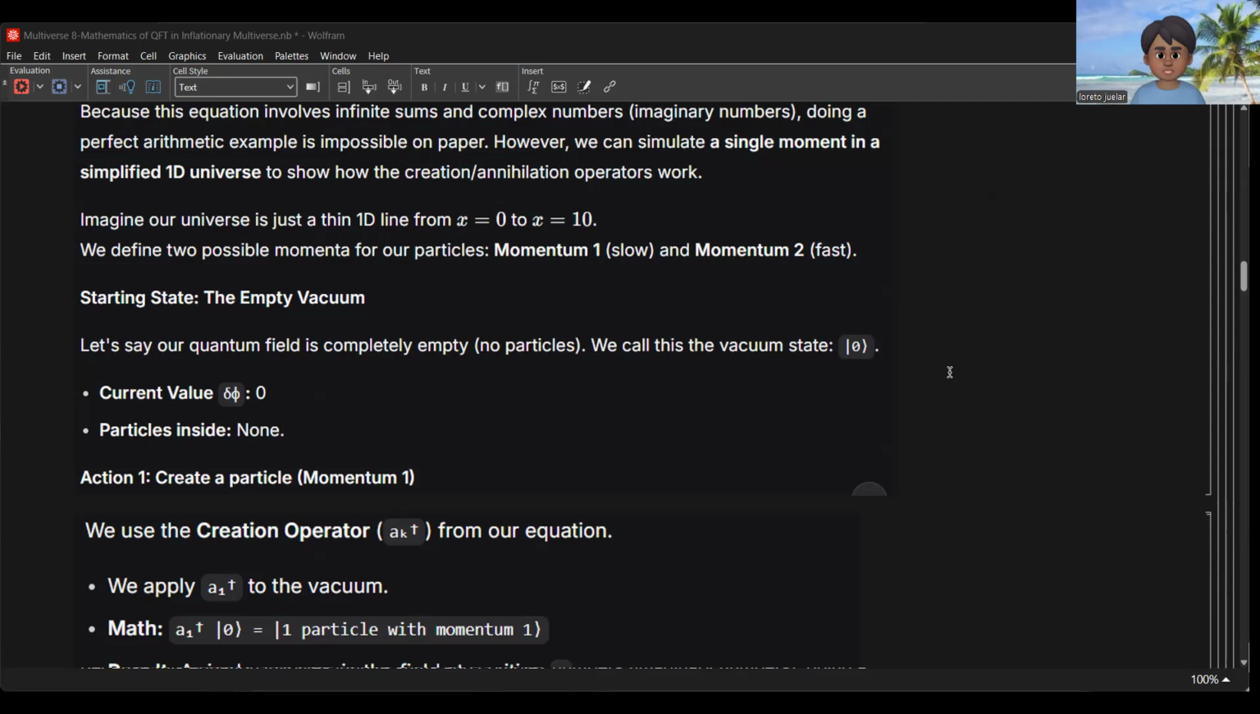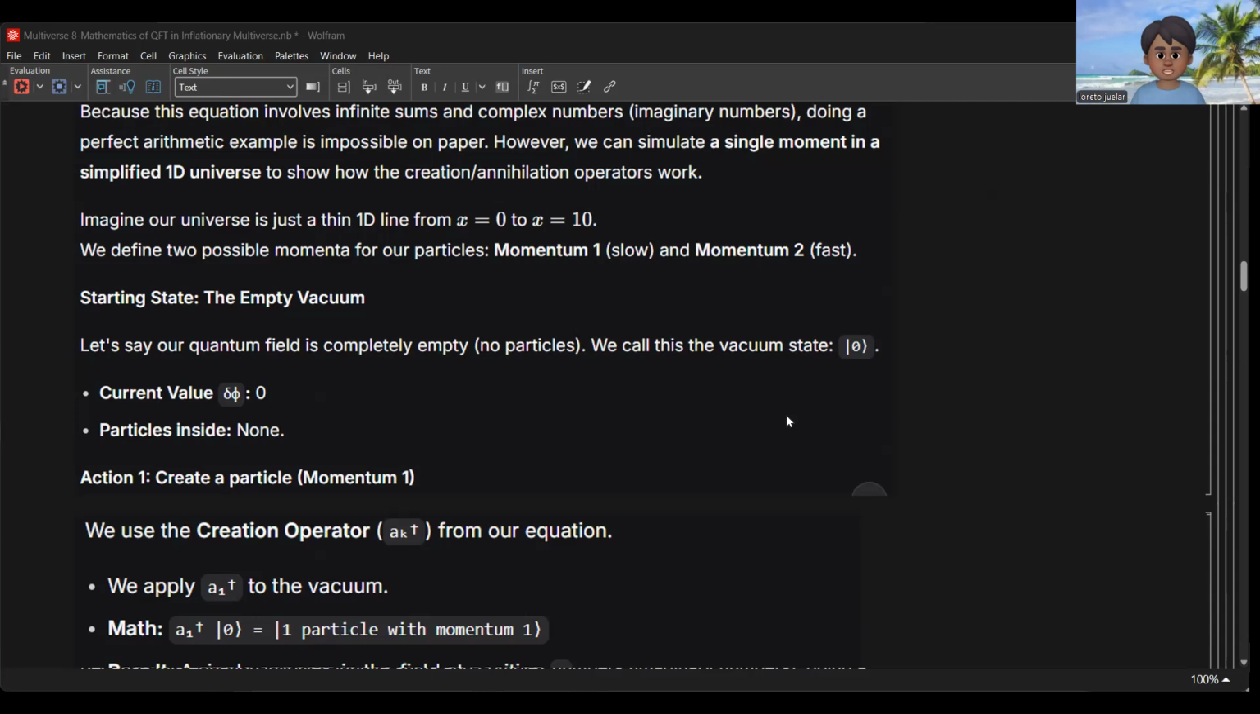So the current value of the field is equal to 0. That is, delta phi is equal to 0, or field value is equal to 0. This simply means at this instant the field has no particle excitations. No wave has been created yet. There are no particles here. For example, we are still at zero Kelvin, so there are no electrons, no photons, no excitations.